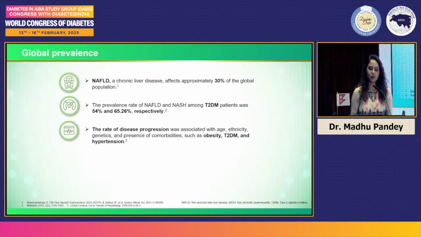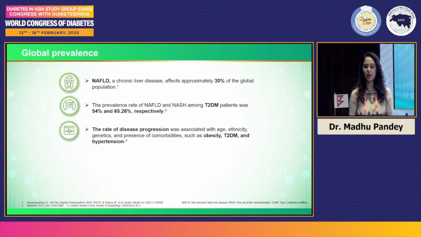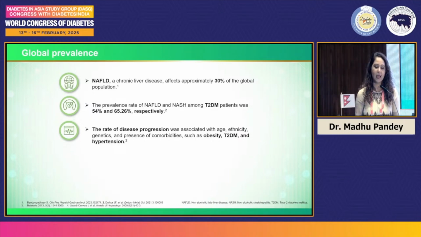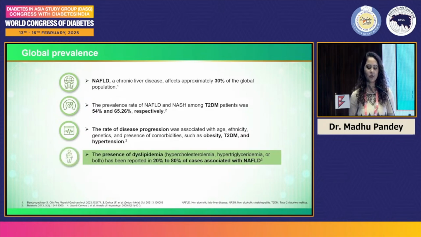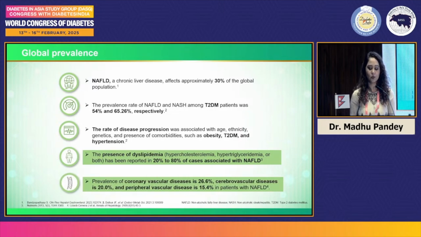Talking about the epidemiology, NAFLD is a chronic liver disease affecting 30% of the global population. The prevalence rate of NAFLD and NASH among type 2 diabetes patients is 54% and 62.26% respectively. The rate of disease progression is associated with age, ethnicity, genetics, and presence of comorbidities such as obesity, type 2 diabetes, and hypertension. Dyslipidemia, hypercholesterolemia, hypertriglyceridemia, or both has been reported in 20 to 80% of cases associated with NAFLD. Prevalence of coronary vascular disease is 26%, cerebral vascular disease 20%, and peripheral vascular disease 15.4% in these studies.